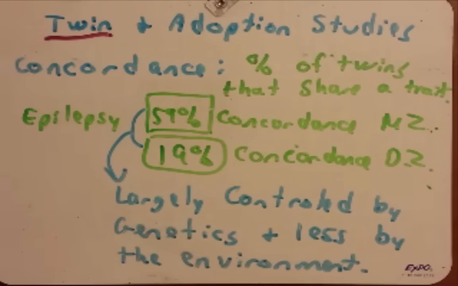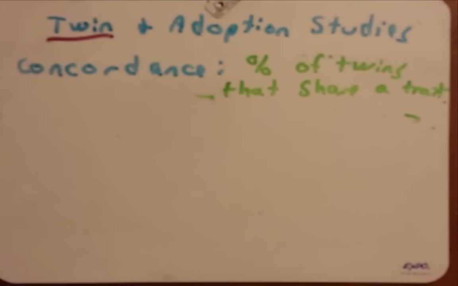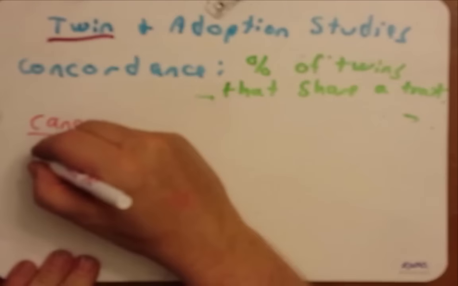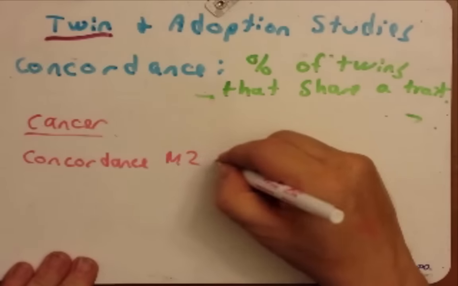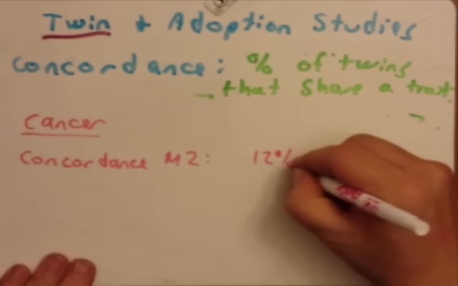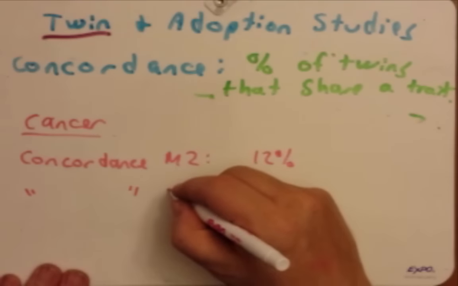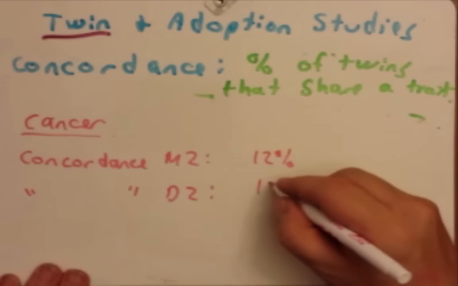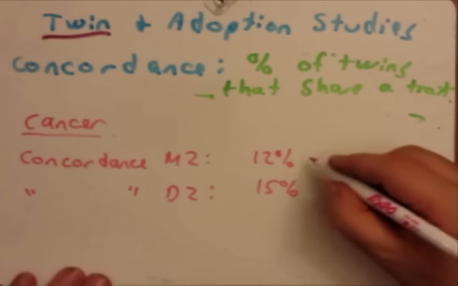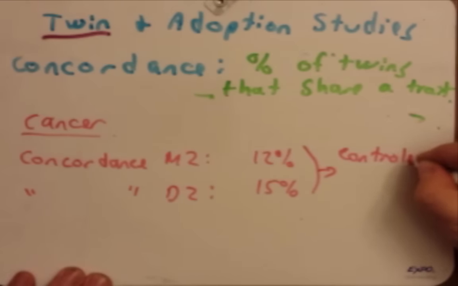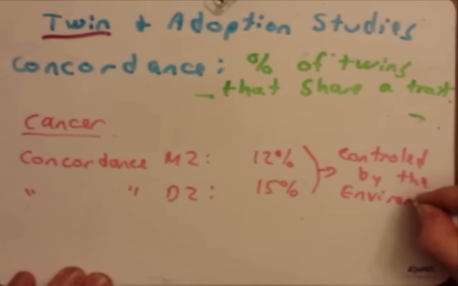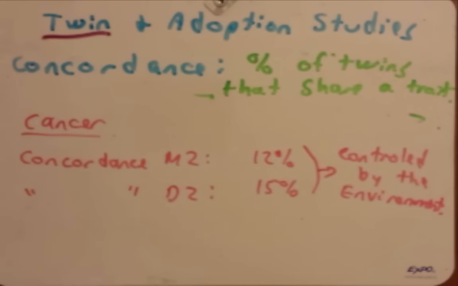Okay, let's look at another set of concordance values. Let's look at cancer. In cancer, the concordance for monozygotic twins is 12%. And the concordance for dizygotic twins is 15%. Looking at these numbers, we can say that cancer is largely controlled by the environment. Now, the reason we say this isn't because both these values are low. It's because they are similar to each other.